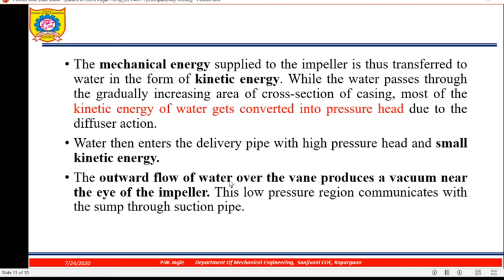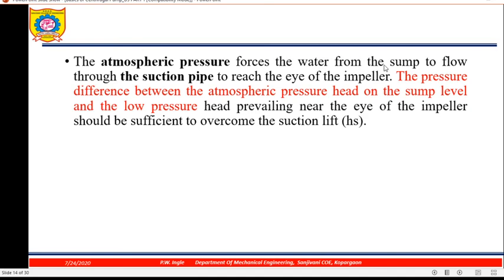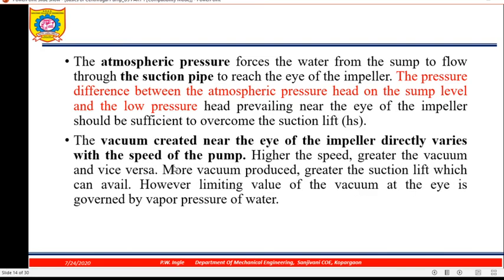This is very important. Outward flow of water over the vane produces a vacuum near the eye of impeller, and this low pressure region communicates with the sump through the suction pipe. So the atmospheric pressure forces the water from the sump to flow through the suction pipe to reach the eye of impeller. The pressure difference between atmospheric pressure head on the sump level and low pressure head near the eye should be sufficient to overcome the suction lift. And the vacuum created is directly proportional to speed of water. If the speed is more, greater vacuum will be there and more quantity of water having a higher pressure will be lifted.